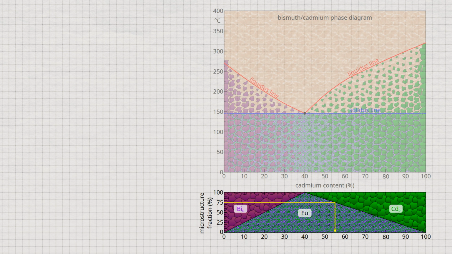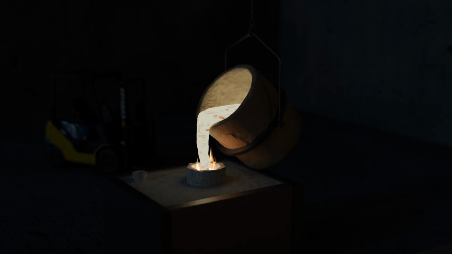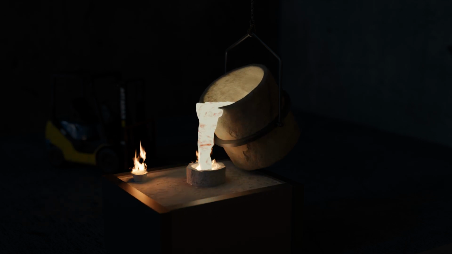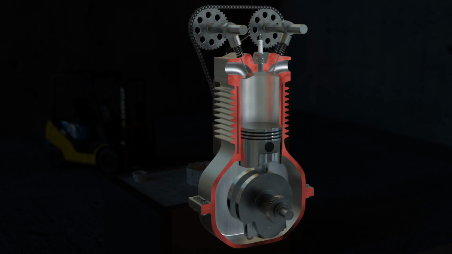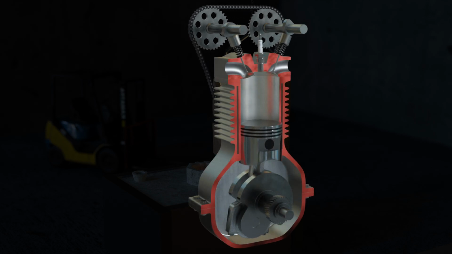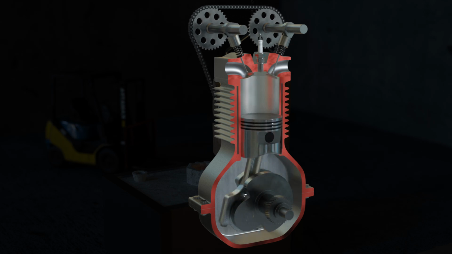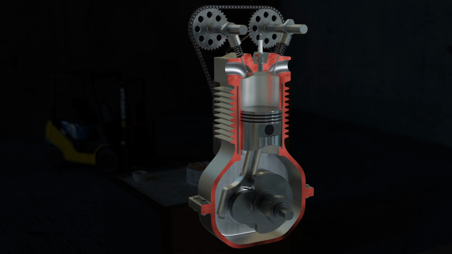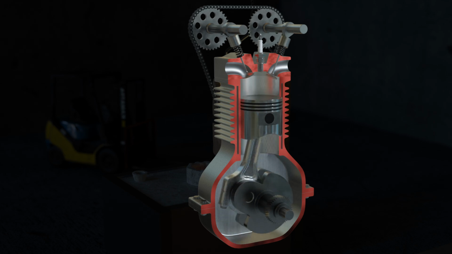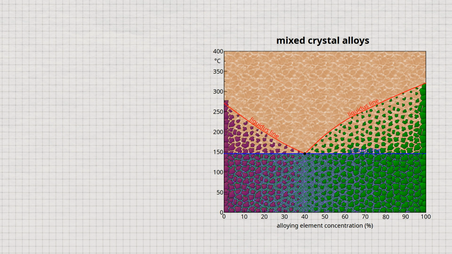Primary precipitated crystals play an important role, for example, in the casting of engine blocks for combustion engines. A hypereutectic aluminum-silicon alloy is used there. The primary precipitated silicon crystals are very hard and wear-resistant, so that the piston rings can slide on the cylinder surface. Not only are engine blocks usually cast, but mixed crystal alloys in general are usually cast due to their special casting properties and are therefore referred to as cast alloys.